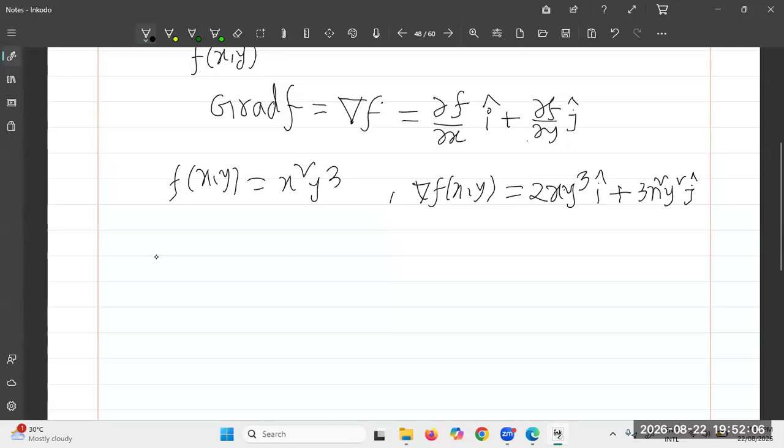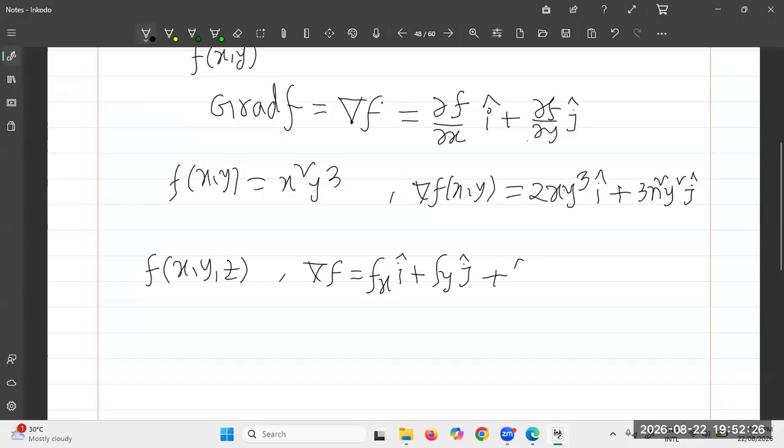So the gradient for any three variable function, if a function is a three variable function of x, y, z, then the gradient of this function is just f_x i, f_y j, and f_z k. So this i, j, k are the unit vectors in the direction of the x, y, and z axes.